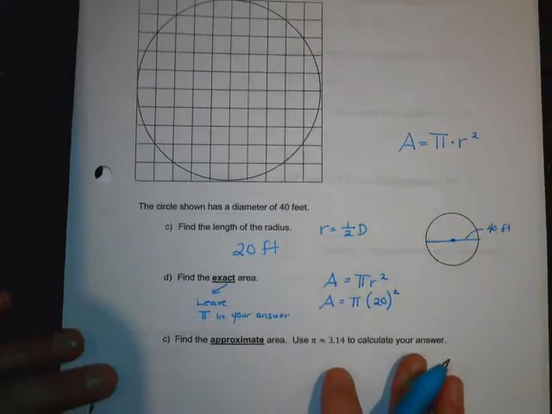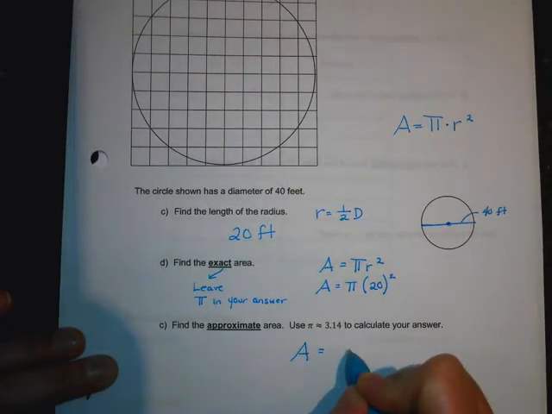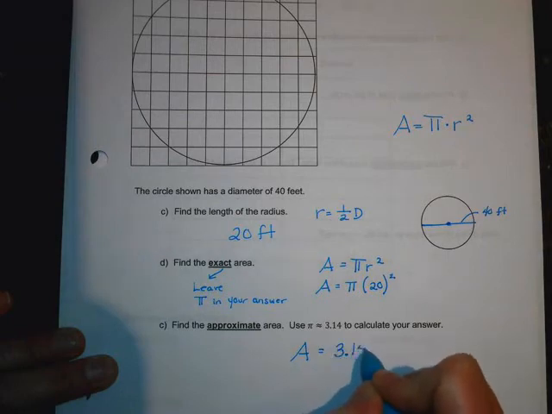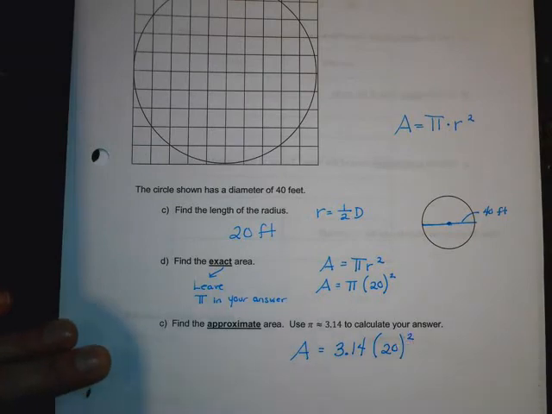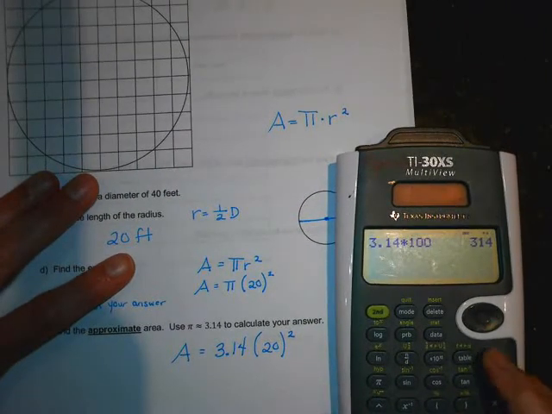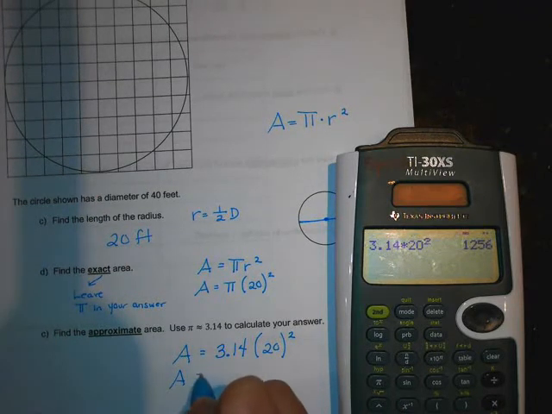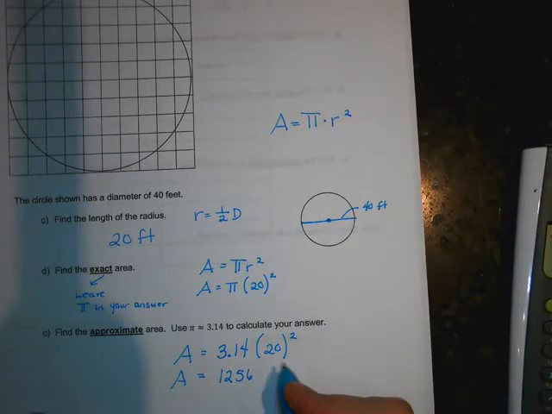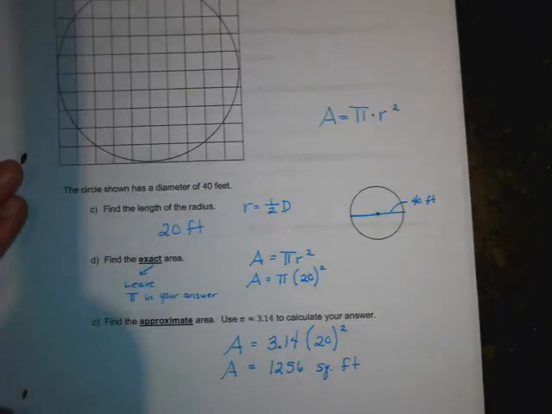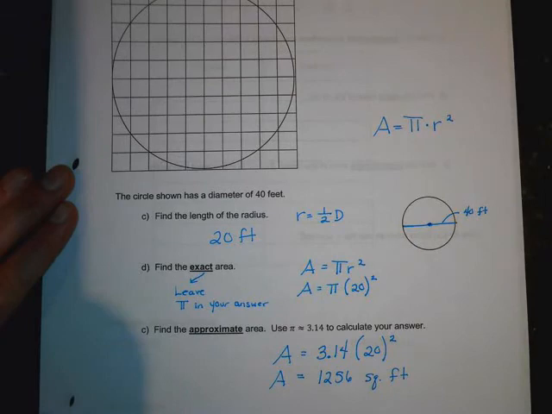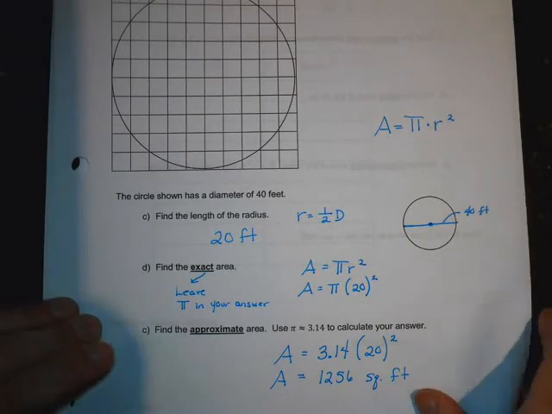Now, when they say approximate, they want you to pull out your calculator. So area is, instead of that pi symbol, we're going to just say it's really close to 3.14, and then the radius is 20, and I'm going to square that. So 3.14 times 20 squared. It looks like the area is about 1,256. And since it's area, it'll be square feet for the final units on that.